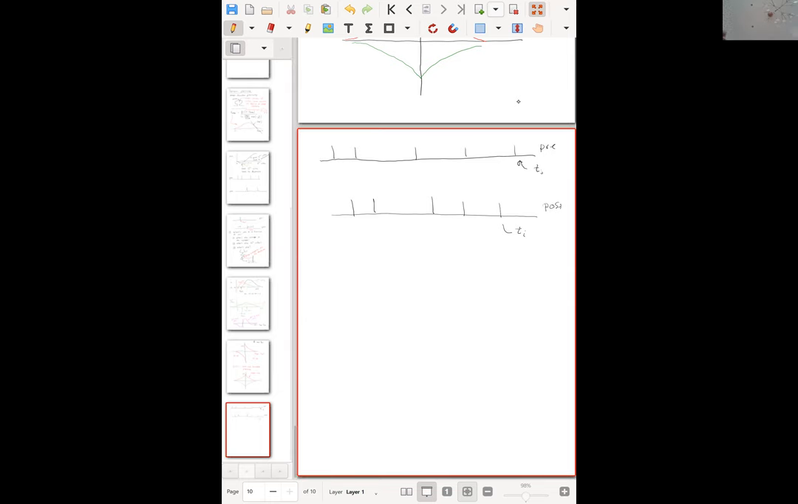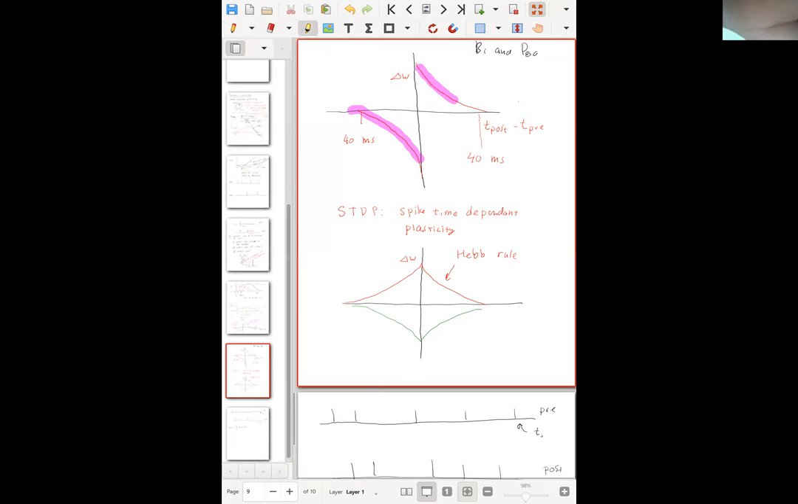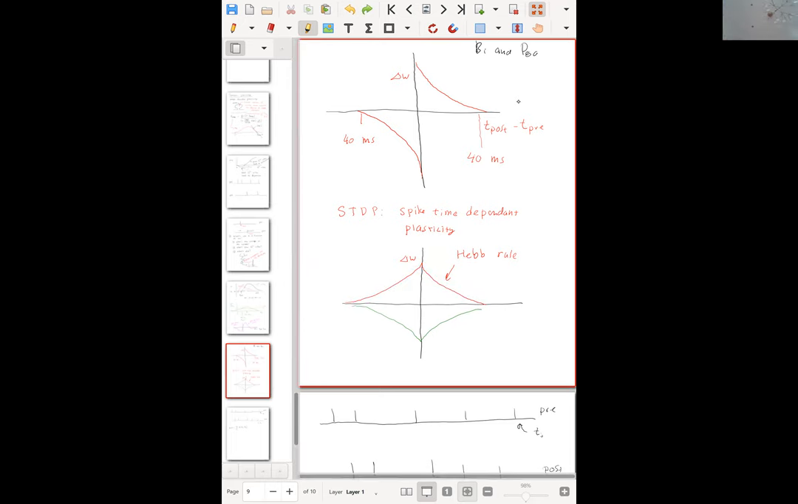And what we want is the total change in weight, delta W, which is the sum over i and j in some region of K of (tj minus ti), where K is this kernel. So this here is K, it's basically this shape, or it might have something like this. Let me write it down explicitly so this is totally clear.